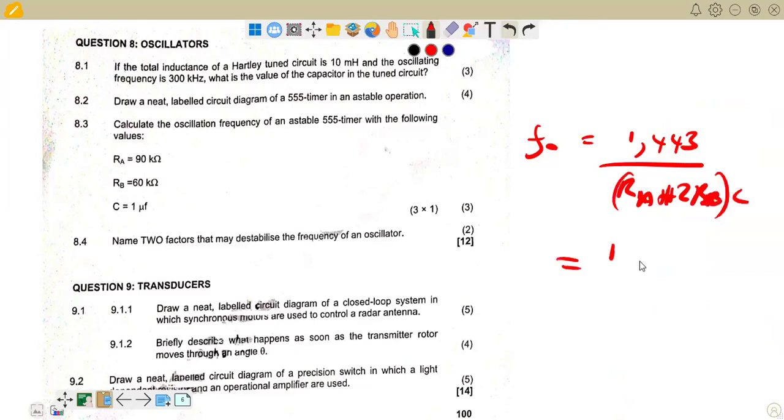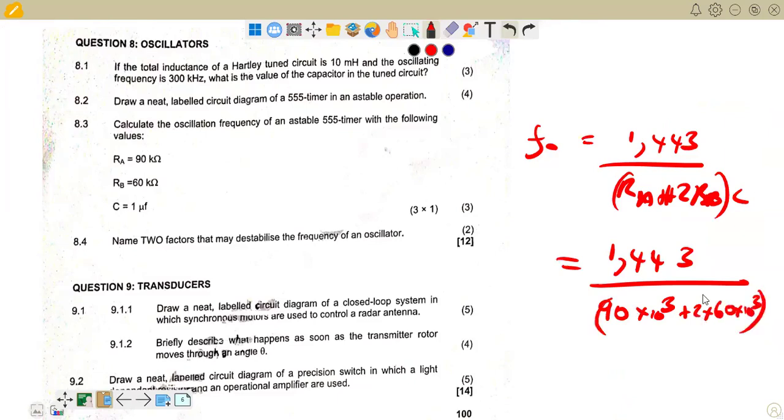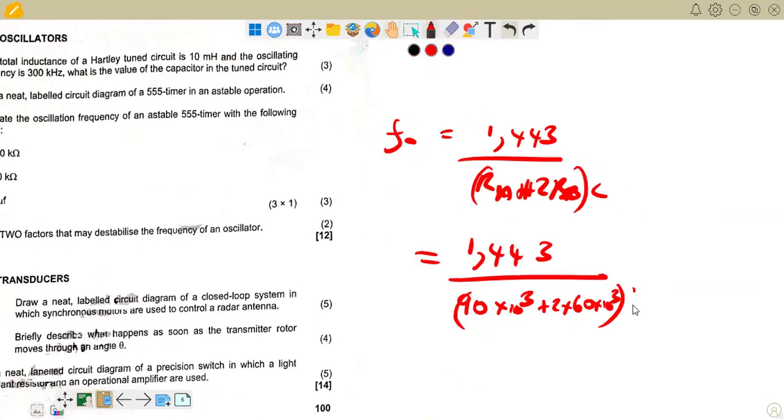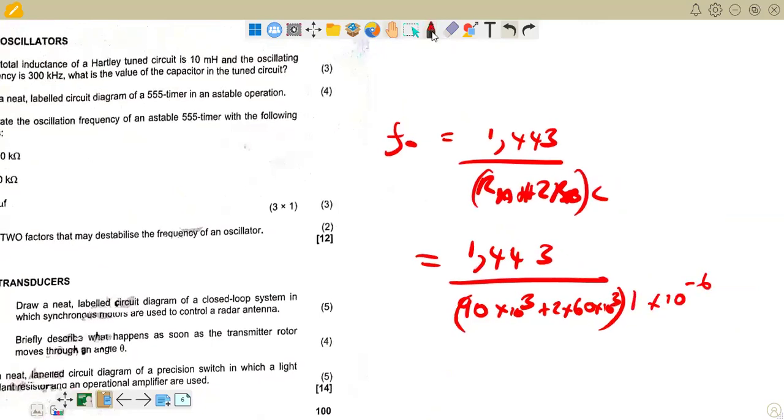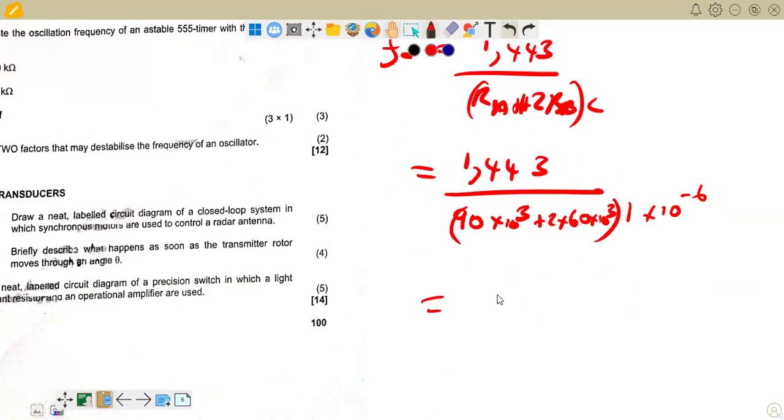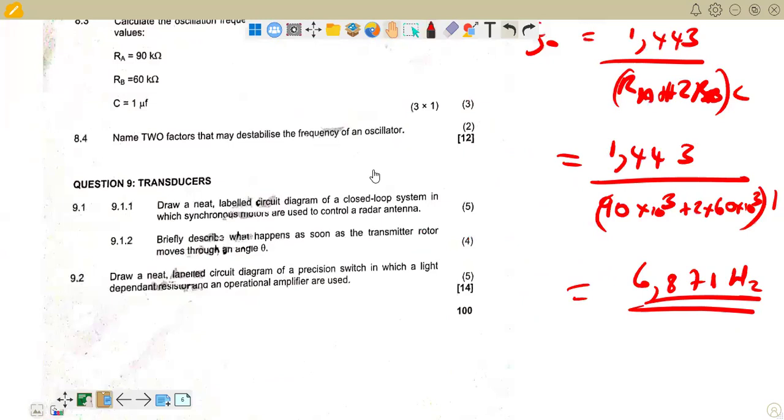So let us substitute what we have. 1.443 divided by 90 times 10 to the power of 3, plus 2 times 60 times 10 to the power of 3, multiplied by 1 times 10 to the power of negative 6. And what will that give us? That will give us 6.871 hertz. That marks our oscillation frequency.